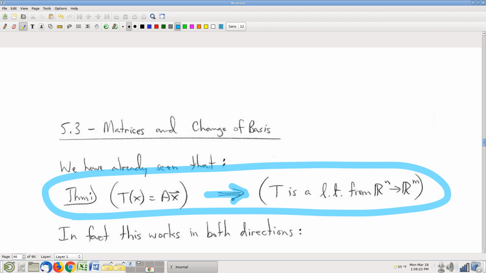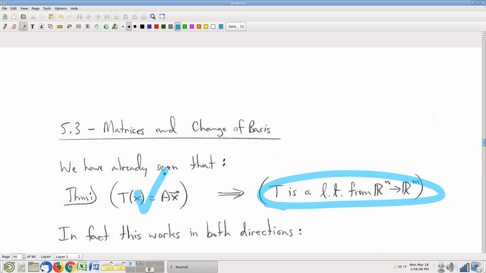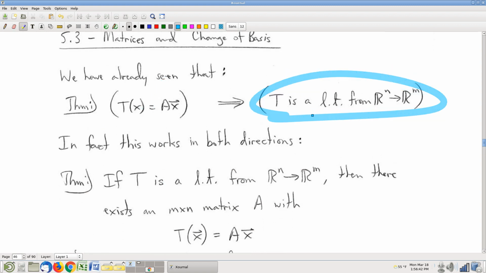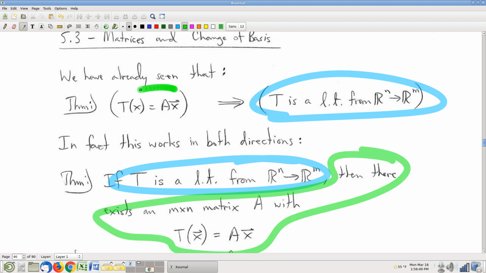What I'm going to show you now is that actually this goes both ways. If you give me a linear transformation from Rn to Rm, any linear transformation from Rn to Rm, I'm going to show that that can be represented with a matrix. That's what this theorem here says. Given a linear transformation T from Rn to Rm, then there is some matrix A that computes T by way of that formula.